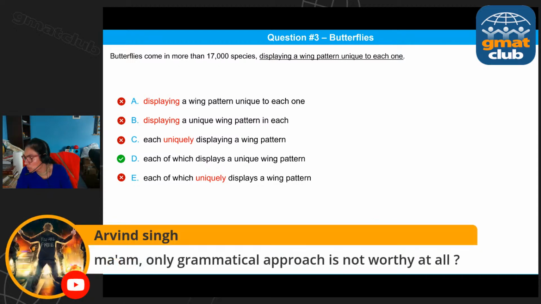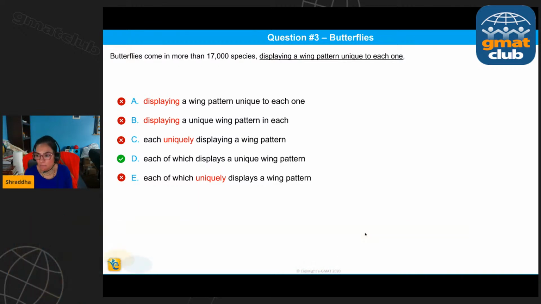Only grammatical approach is not worthy at all, Arvind. No, it is not, because if you look at this sentence, butterfly question, grammatically there is no issue over here. Grammatically the sentence is absolutely fine. But once again, we know that the meaning is all totally off in this sentence. You have a comma plus verb-ing modifier which is placed after a clause, so grammatically everything is fine, but the meaning is all off here, completely off.